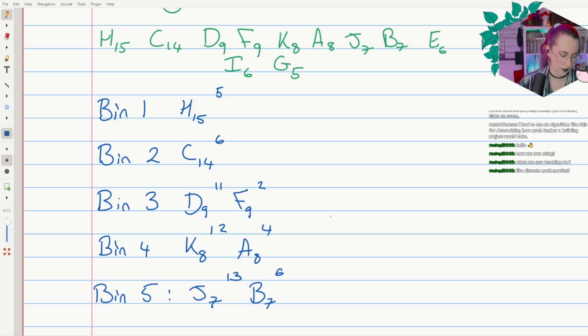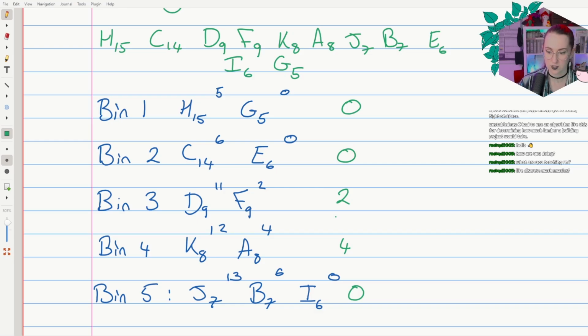13, 7, 6. And then we look at E6. Now E6 can go up here, remainder 0. I6 can come down here and go remainder 0 again, and then G5, remainder 0. So now if we add up the remainders of what sort of wasted space we have, there's no space there, there's no space there, there's 2, there's 4, and there's no space. So there's only 6 wasted space, which is much better than 26. That's a whole bin's worth extra, which is quite good.